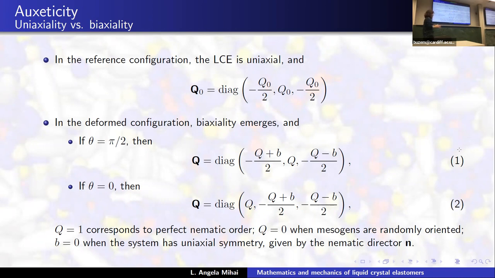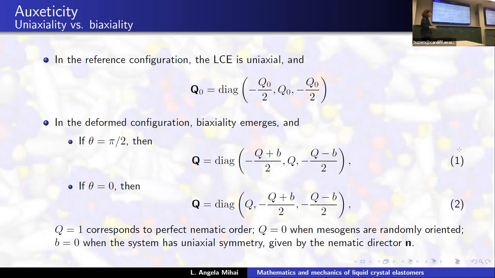Now, for the current configuration, while the director remains still in the original position, which we call angle pi over 2 with respect to the applied force, Q, if you ignore B, it will look like Q0. Obviously, Q0 is Q at lambda equal to 1, so it's when the deformation begins. But as the deformation progresses, Q takes this form where biaxiality is taken into account.